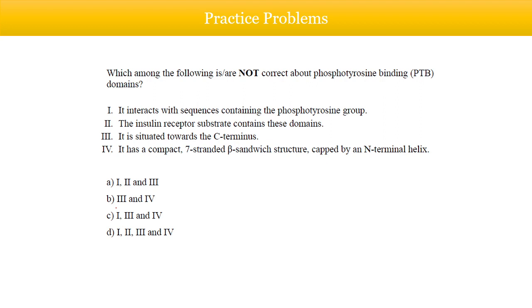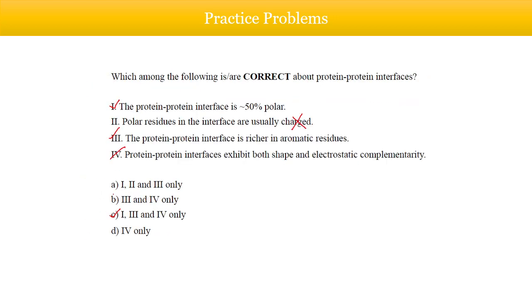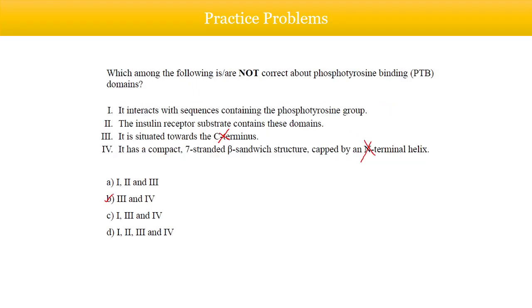And it is a compact 7-stranded beta sandwich structure capped by an N-terminal helix. No, it has a 7-stranded beta sandwich structure that is capped by the C-terminal helix. So this is wrong, and this is wrong. Okay.